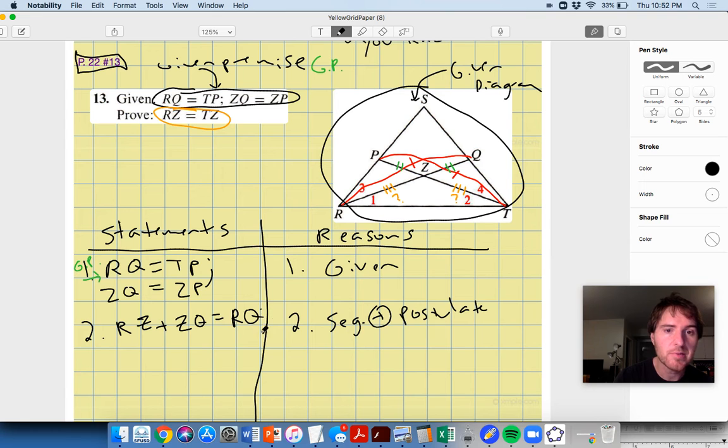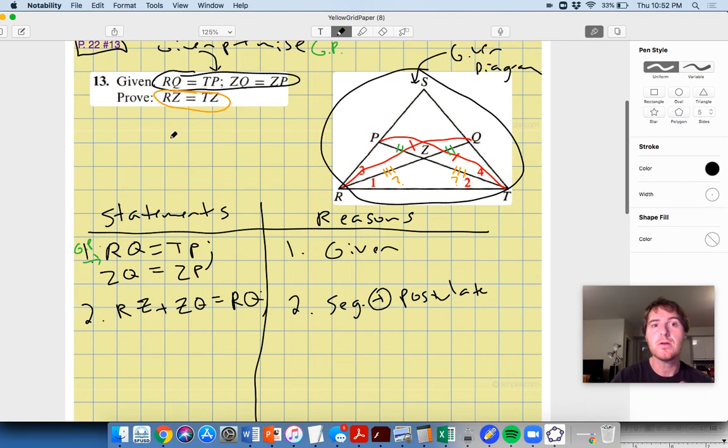Okay, is that the only segment addition postulate I can use right now to help me? No, you've been seeing this a whole bunch. Hopefully you get this now. I haven't said anything about TZ yet. I haven't said about TZ yet. So I can say TZ plus ZP equals TP.